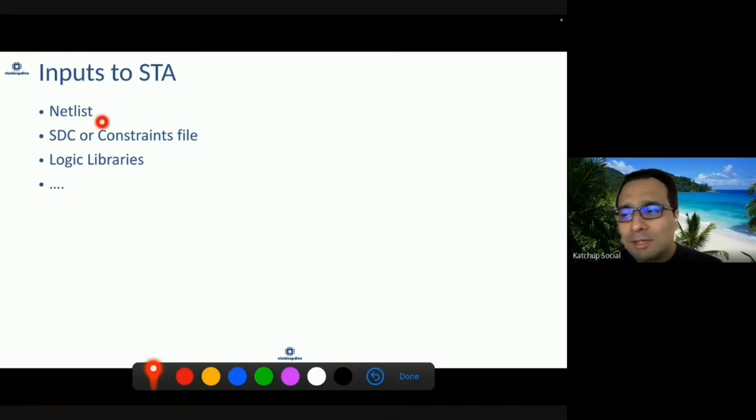Netlist is the design representation. Constraints tell you what you want to time against. And logical libraries have, basically, you are mapping to silicon libraries and gates in a particular technology. It has information about delays of those cells, what are the transition times of those cells, all that information is present in the logical library.